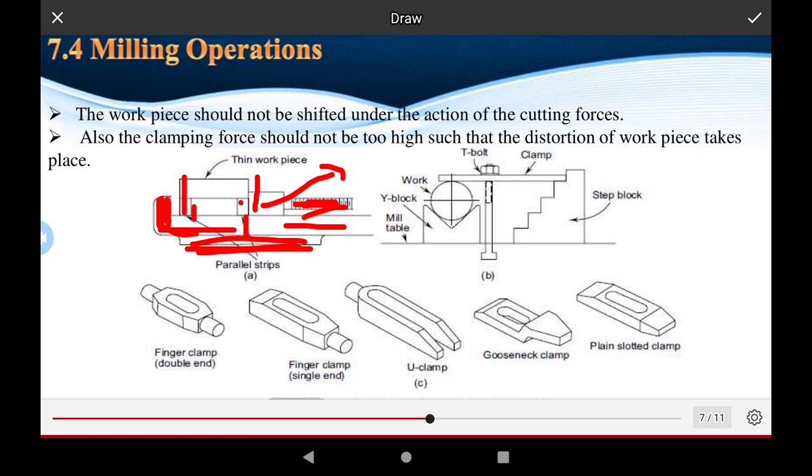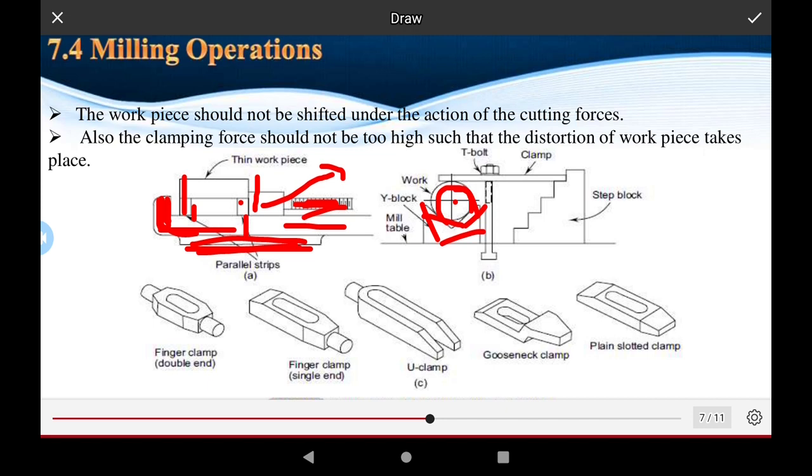This is the workpiece, a shaft, and this is the V block. The V block is also used to support the workpiece on the milling table.